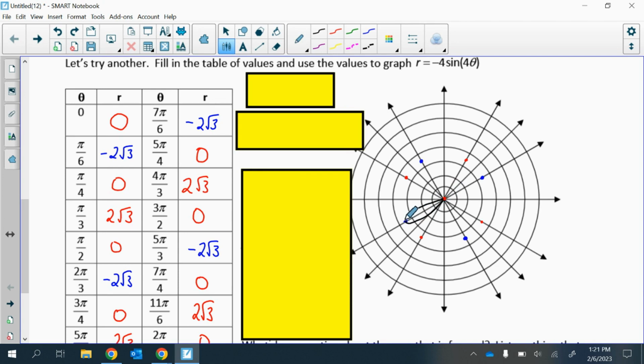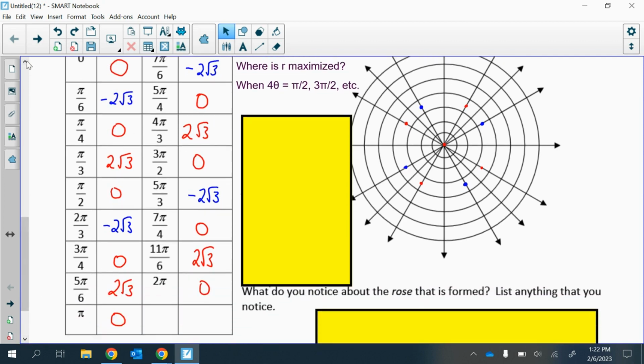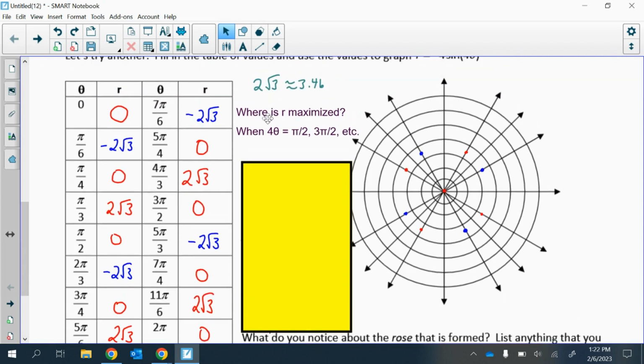Now, one thing that I may notice is that this doesn't look like it makes much sense. Why would 2 root 3 be the end of what's happening? I know that 2 square root of 3 is about 3.5. But where is r maximized? That's something I have to think about, because r is not going to be maximized at 2 root 3. I didn't actually plot any of my maximum values here on my chart.